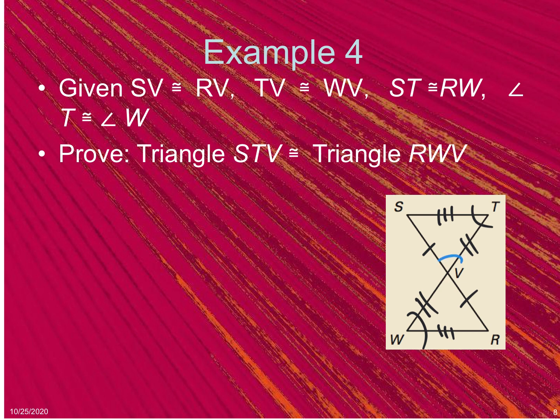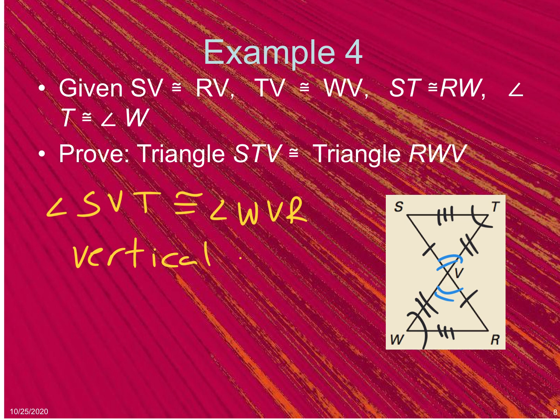That angle SVT and angle WVR are congruent because of the vertical angle theorem. So if you just write angle SVT is congruent to angle WVR because they're vertical angles, that will be enough to prove that we have two angles that are congruent. So therefore we can use the third angle theorem.